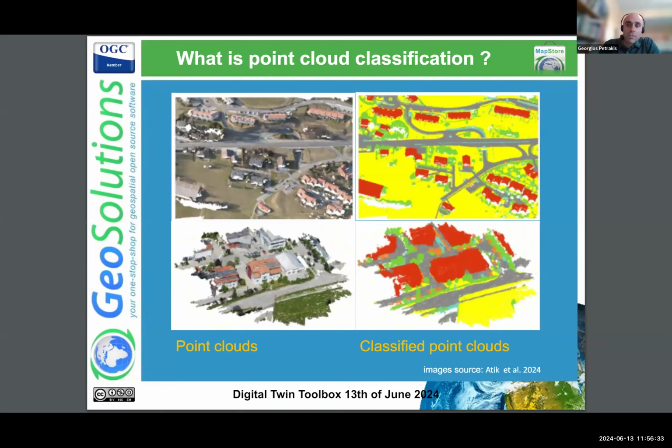But first, what is point cloud classification? Point cloud classification is the process of assigning labels to individual points in order to identify and categorize different objects or features in the point cloud. For instance, in this slide, in the left column, we can see the original point clouds, while on the right, you can see the corresponding classified point clouds. As you can see, the buildings are displayed in red, the vegetation in green, the road network in gray, and the ground in yellow. Each feature is presented in a specific class. Next, please.